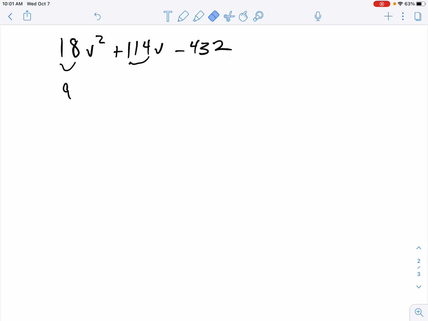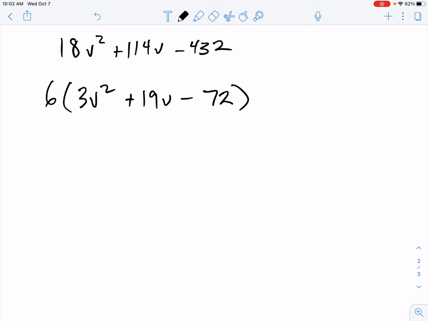So the first thing I'm looking for here is the GCF, the common factor. I'm going to factor out a 6, which is going to leave us with 3v squared, just checking my calculator here, plus 19v minus 72. So basically I just divided all 3 of those numbers by 6.